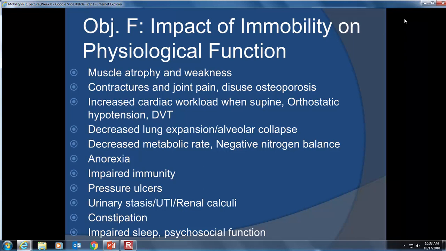Constipation occurs because there's a decrease in peristalsis with immobility. And then we can have problems sleeping because of a lack of a sense of being tired. They're just laying there all the time and they are not stimulated. And then psychosocial problems include the patient's loss of control over the situation, and then they can have an altered self-concept as well.